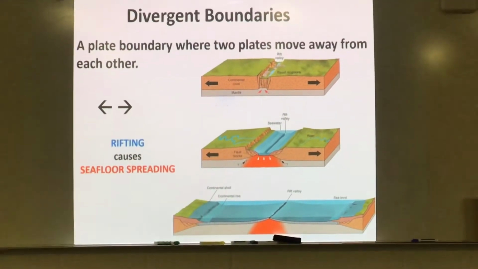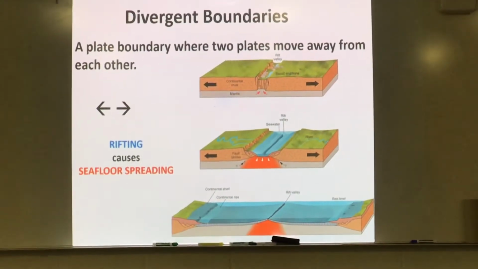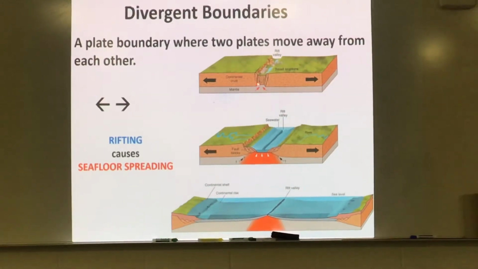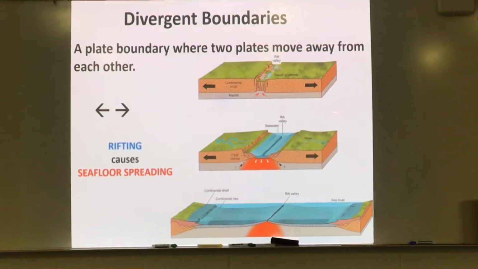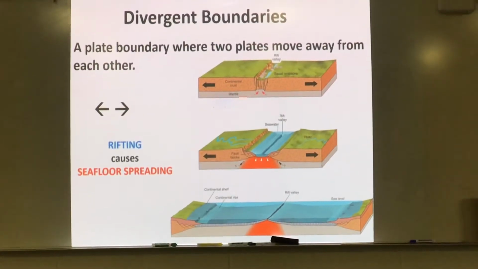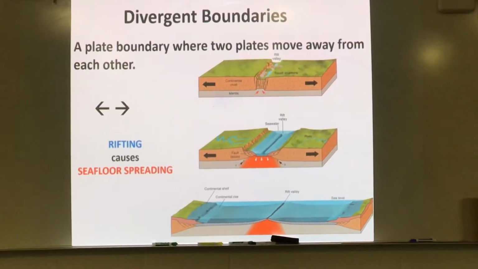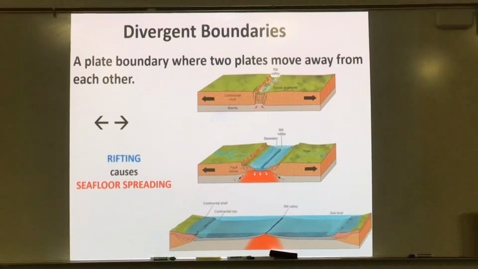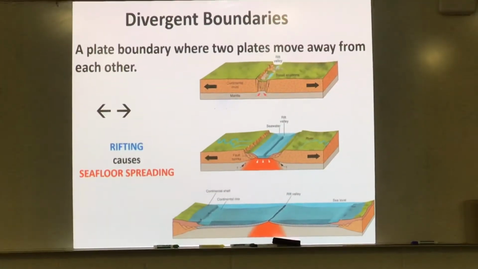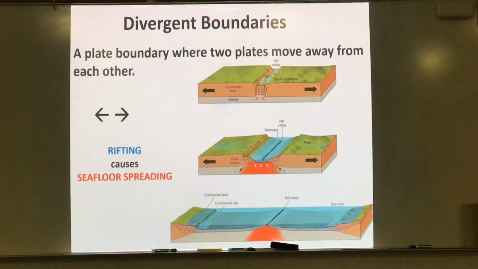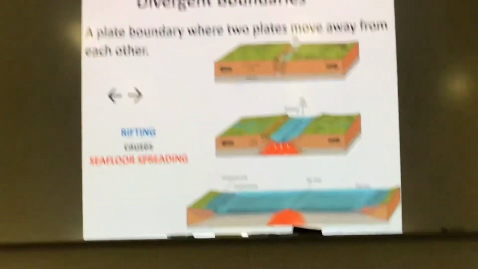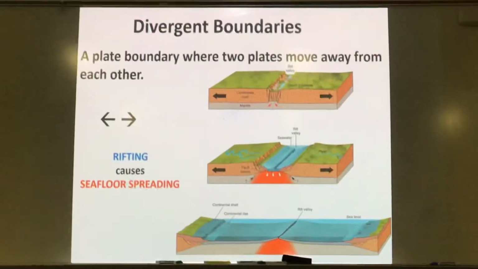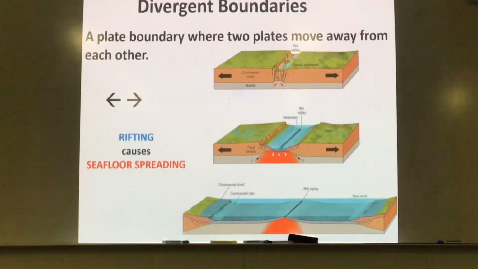Okay? Now, at a divergent plate boundary, because the plates are coming apart, the asthenosphere is underneath there, you're going to have an upwelling of magma. Whoop. Okay? So whenever you think divergent plate boundary, you should think there's going to be some kind of igneous activity. There's going to be some kind of volcanoes. There's going to be something involving magma. Okay?